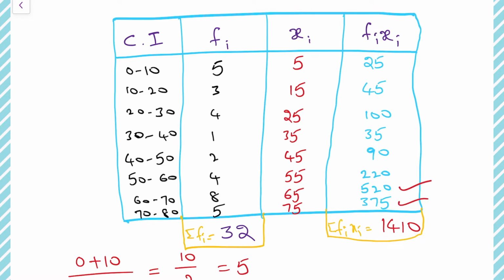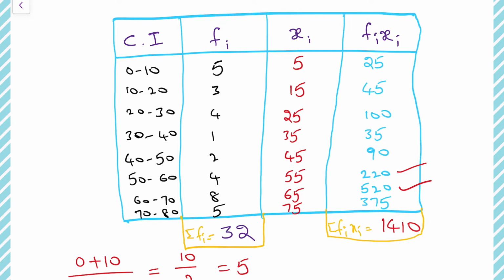375 plus 520, that is 895. 895 plus 220, 1115. 1115 plus 90, 1205. 1205 plus 35, 1240. 1240 plus 100, 1340. 1340 plus 45, 1385. 1385 plus 25, 1410. Okay, that's it, correct then.